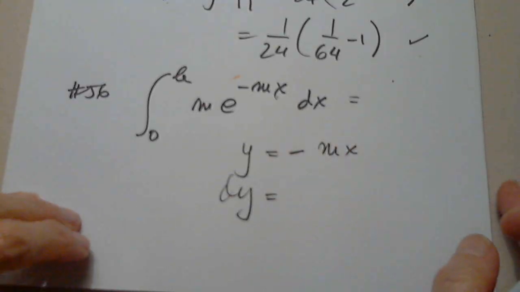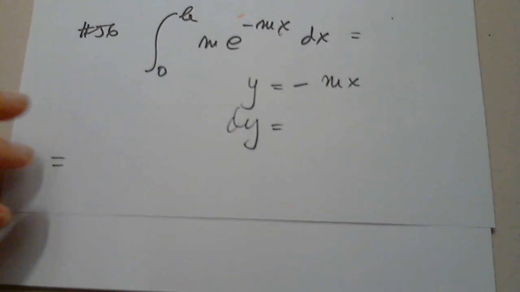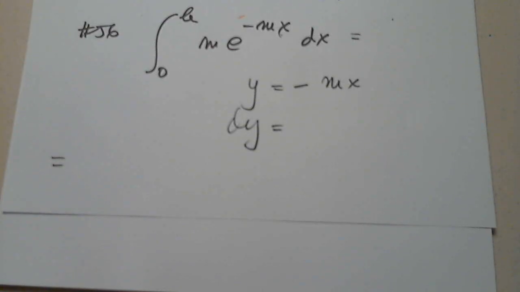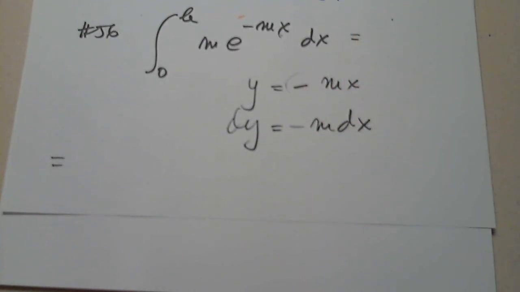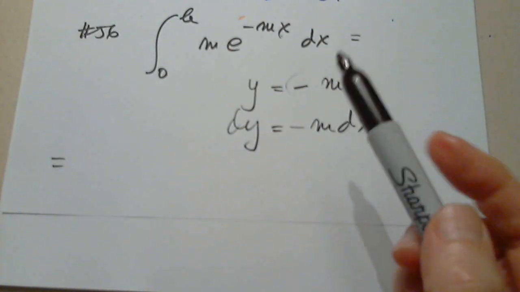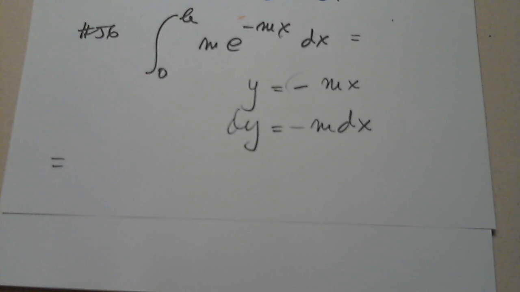The differential of this. Can anyone give us the differential of negative mx? Is it 1 over mx? When we differentiate this, we get negative m dx. The derivative of negative mx is negative m, but we are talking about the differential, so it's negative m dx. It's like negative 2x. The differential of negative 2x is negative 2.